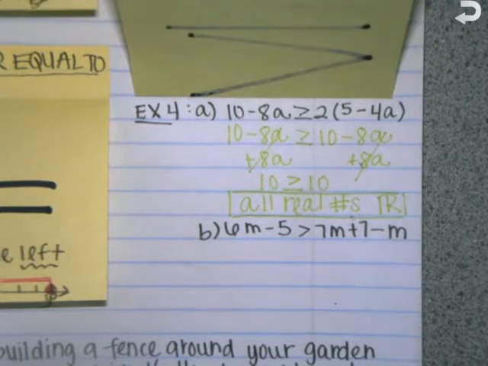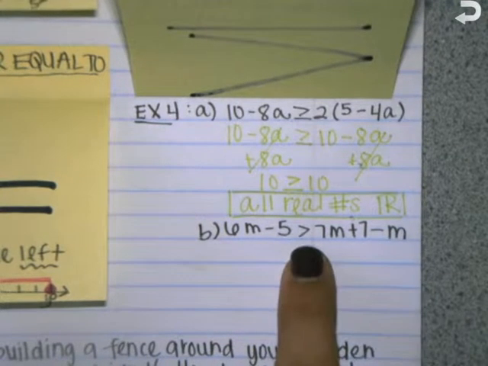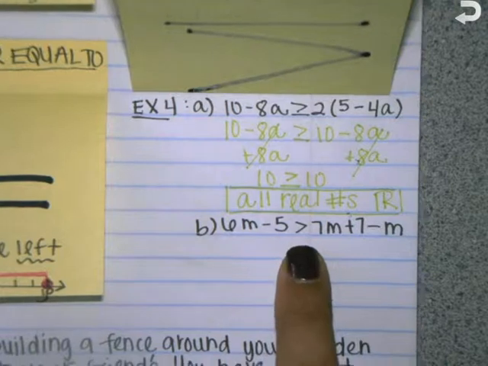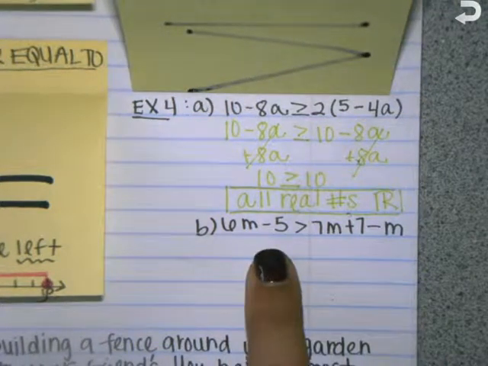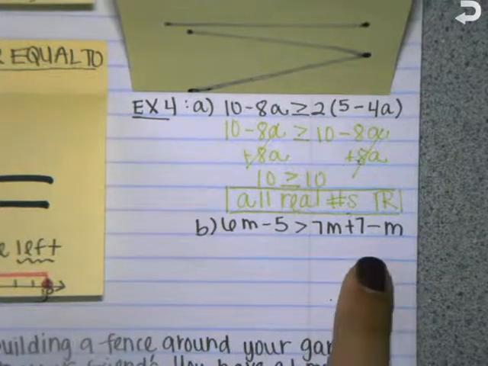So part B, I know that it's not greater than or equal to. I'm just using greater than. 6m minus 5 greater than 7m plus 7 minus m.